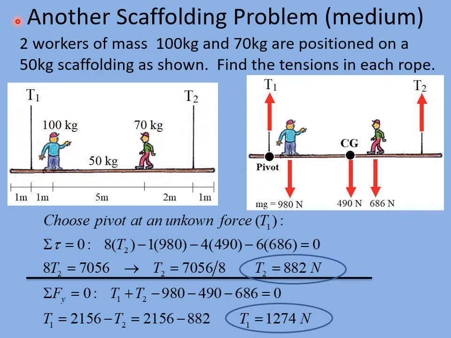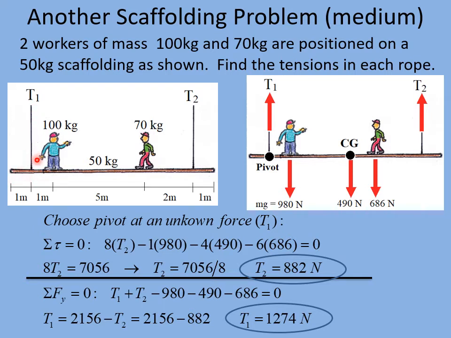So here's another scaffolding problem. This one is a little more difficult than the previous one. We have 2 workers of mass 100 kilograms here and 70 kilograms here positioned on a 50 kilogram scaffolding as shown. So the scaffolding, the board here, also has mass equal to 50 kilograms. And notice all the dimensions are shown here.